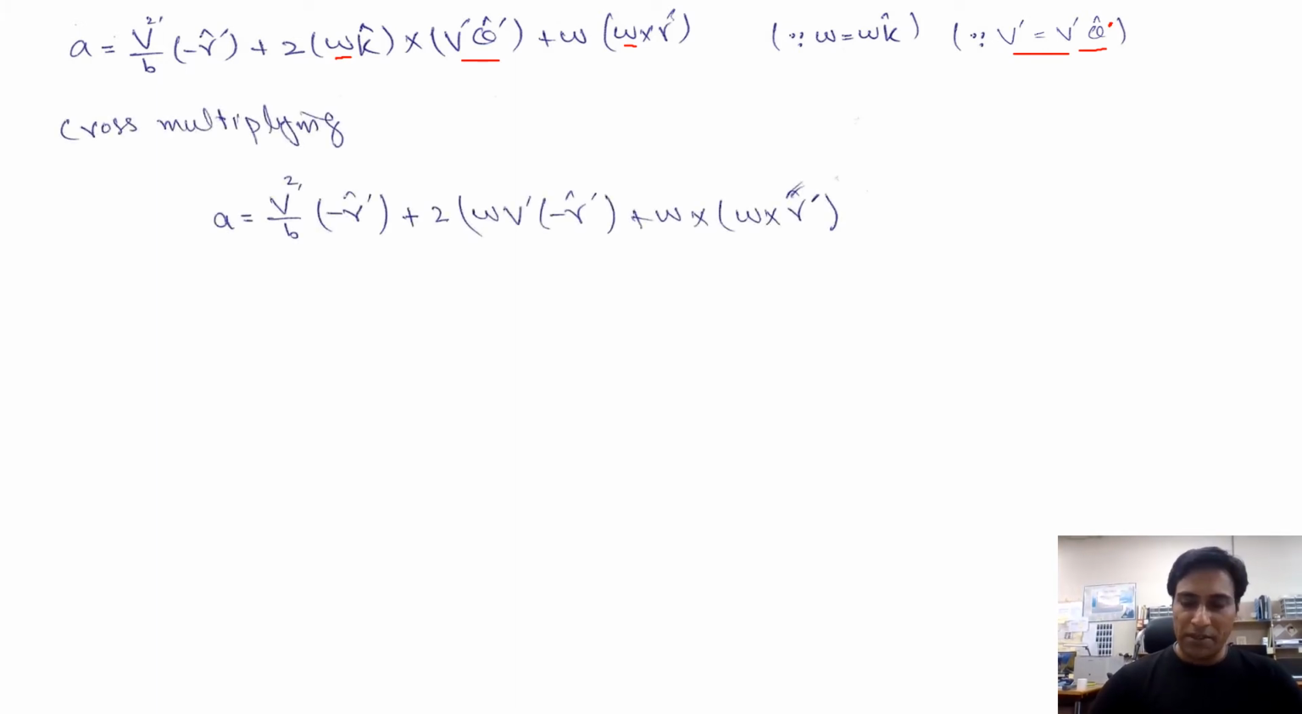So here we will just do the cross multiplication, and we will get the relation a is equal to v dash square over b minus r dash unit vector plus 2 omega v dash into minus r dash unit vector. Actually we did the cross multiplication here, and then plus omega into omega cross r dash. So this is not the unit vector.